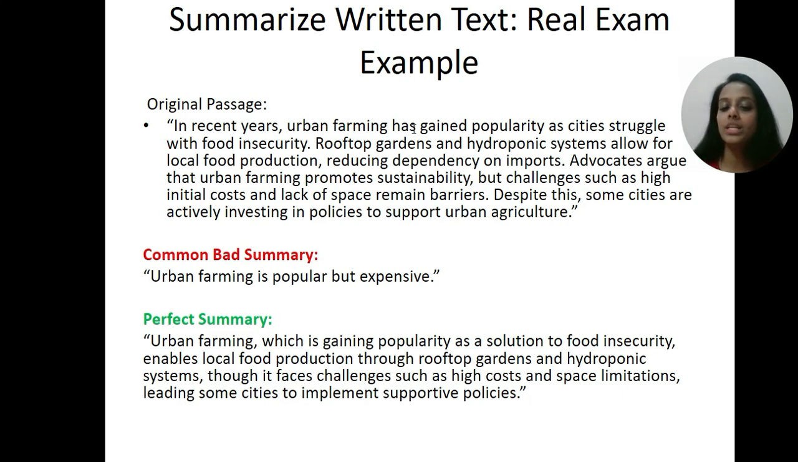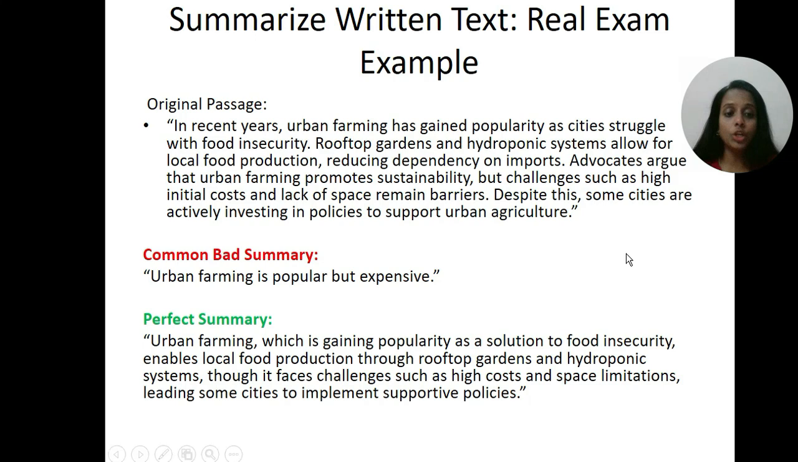So, why is this the best summary? Here, the topic is urban farming's popularity due to food insecurity, right? So that is the main point or the key point. Then we have added supporting details like food production, hydroponics, and rooftop gardens. Then we have also mentioned the challenges, which are cost and space limitations, and we have concluded that some cities are supporting it. Now you can find the difference, right? So this summary is precise yet professional and very clear.